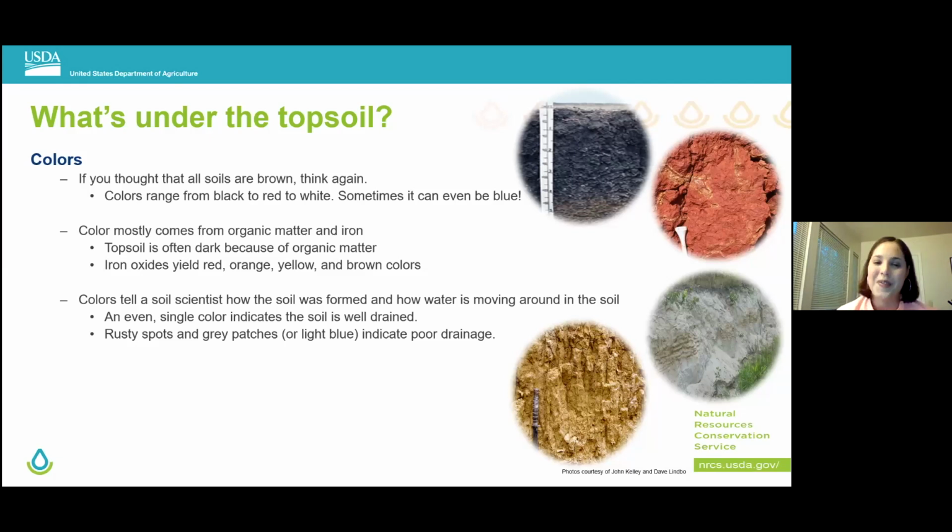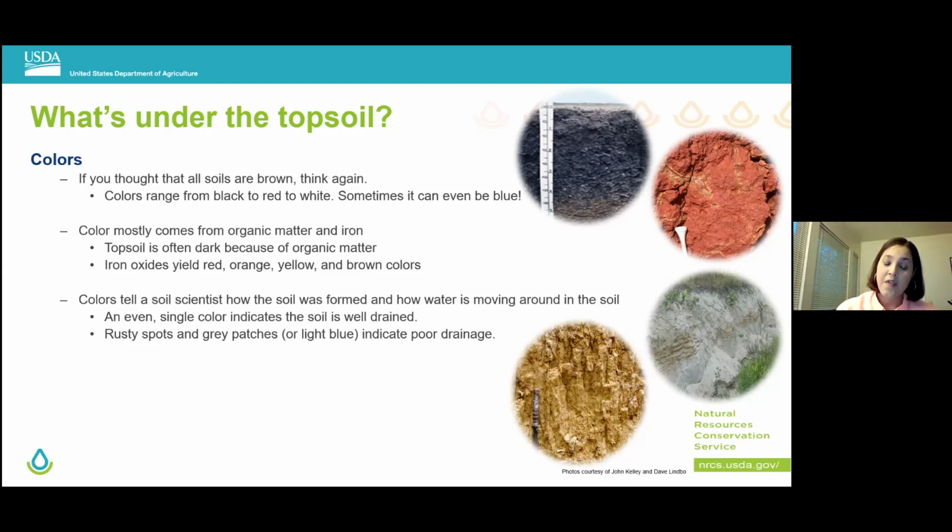Why am I telling you this? Because you can tell how the water has been moving in the soil just by looking at the colors. For example, an even single color indicates that the soil is well drained. And when I say well drained, I mean that when it rains, the water is not going to stay there. It's not going to be ponding for too long. The water just drains really fast.